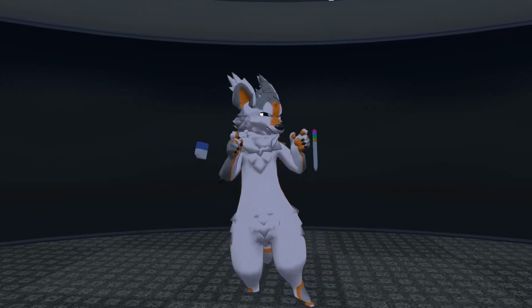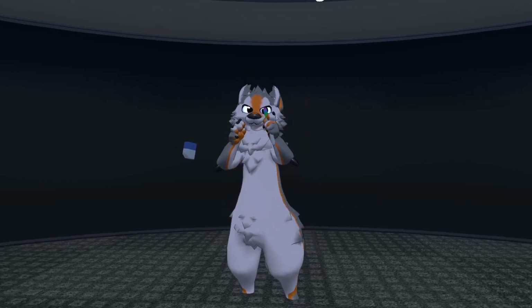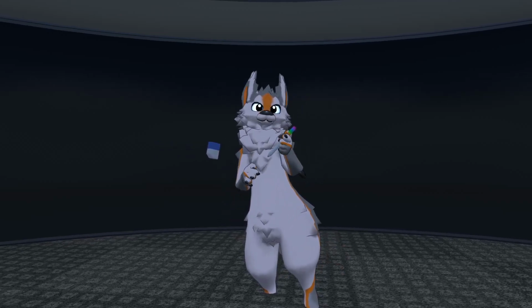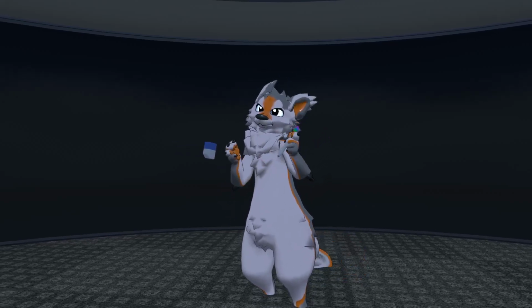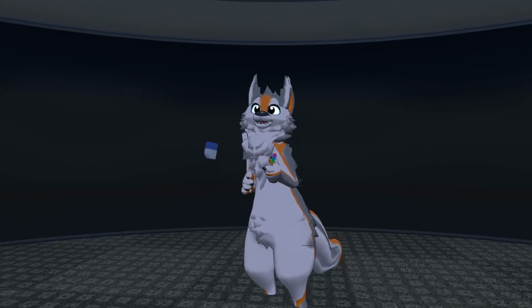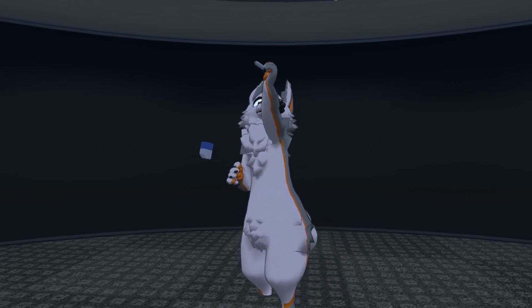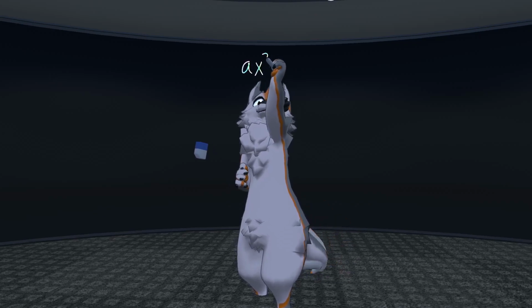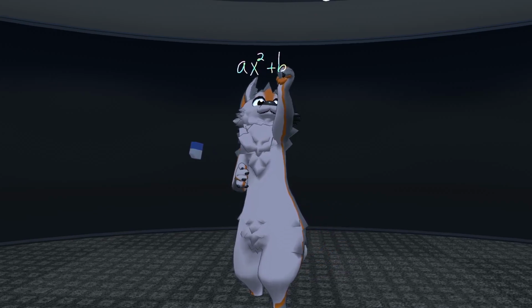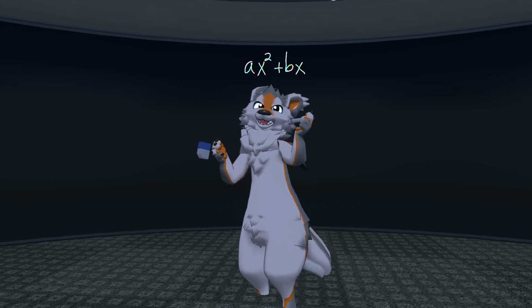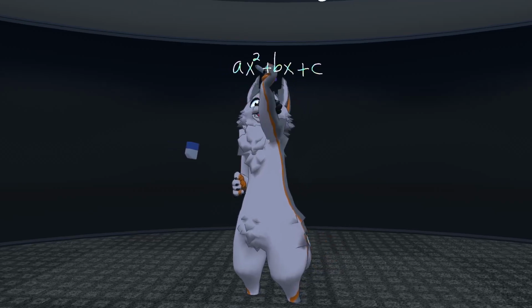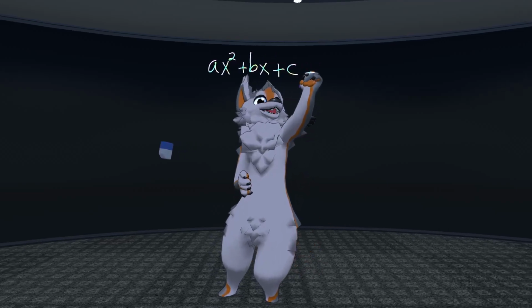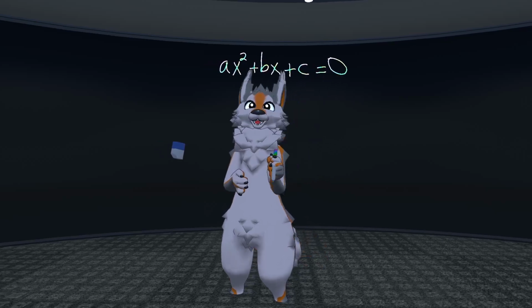So today I was thinking I would show you guys how to derive the quadratic formula, because that's always handy to have, right? So as we all know, quadratic equations are equations with respect to some unknown variable x of the form ax squared plus bx plus c equals 0.